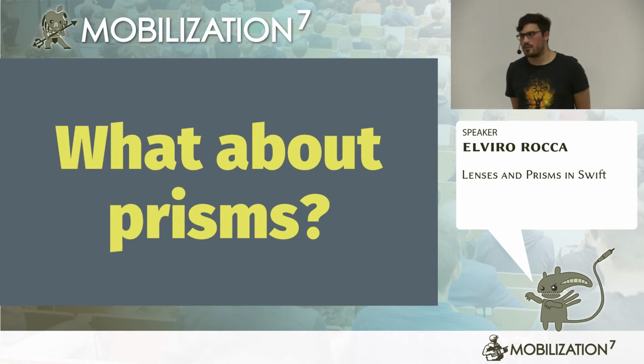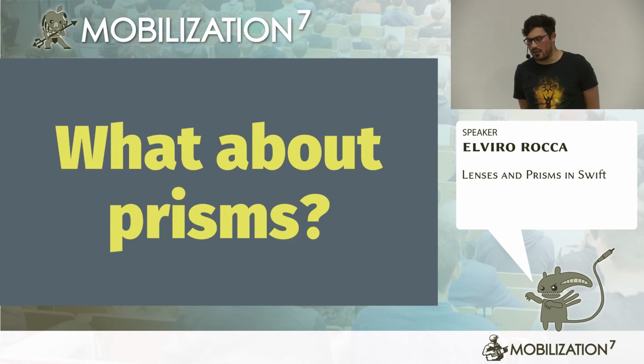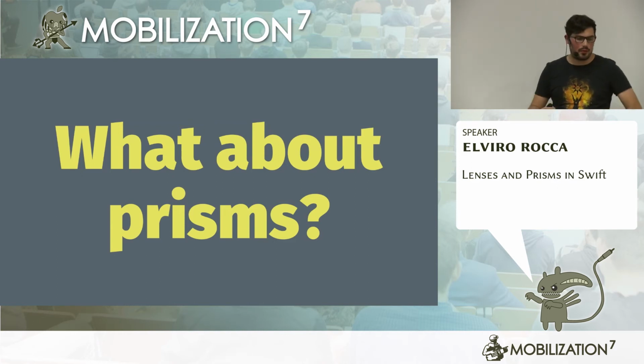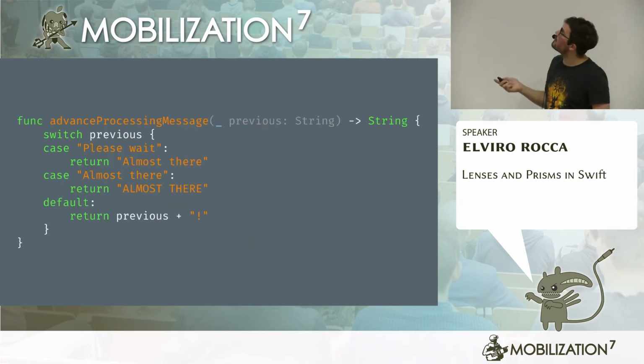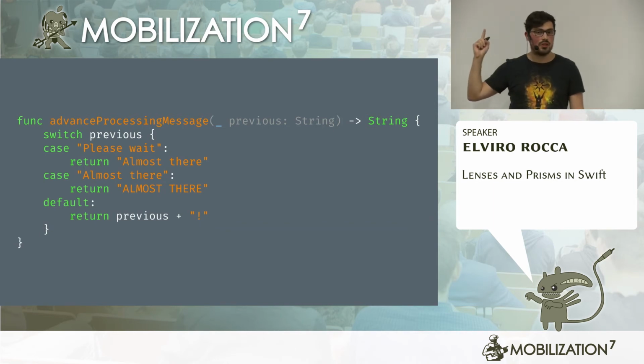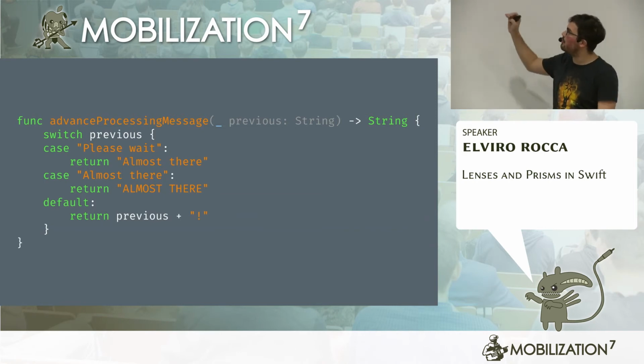Prisms are for enums. So we are probably going to use that for the button state, the view state that represents the button state. For example, let's assume that our user is logging in and the request is processing, but it's taking a long time. So we have a function like this, maybe, a function that changes the processing message. It's just a pure function. It takes the previous message and returns a new one. No side effects, nothing. It just changes the message. It's just a little piece of logic.